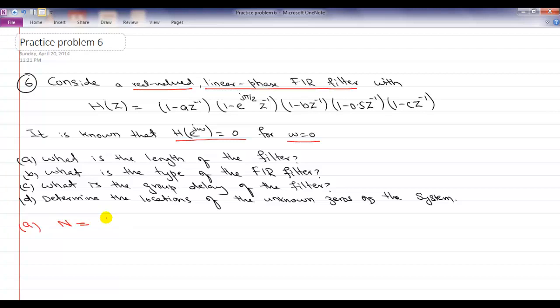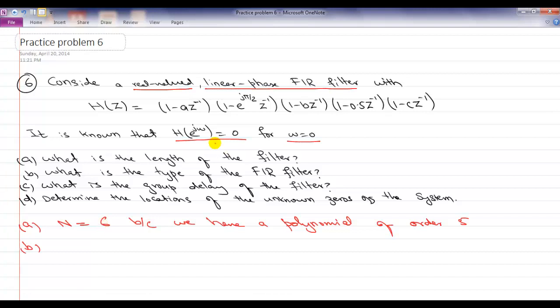N equal to 6, because we have a polynomial of order 5. We have 5 zeros. It is already in the factored form, so we know that it's a length 6 filter. The second question is also rather easy. What is the type of the FIR filter? So N equal to 6, which means that it's either type 2 or type 4 FIR filter.